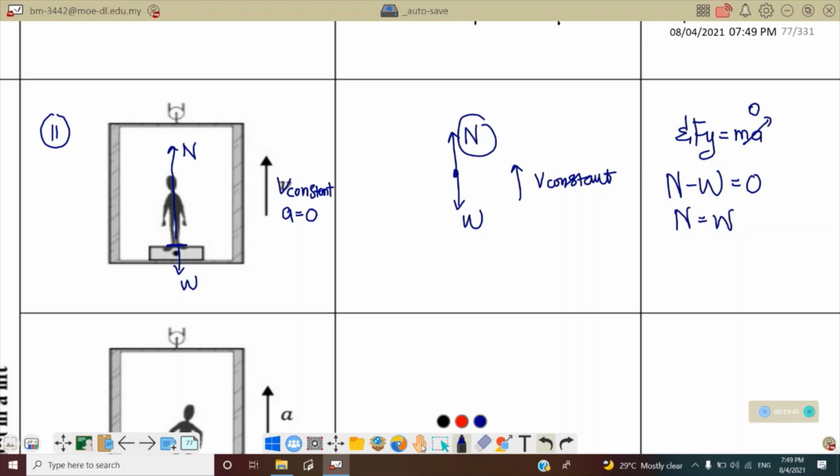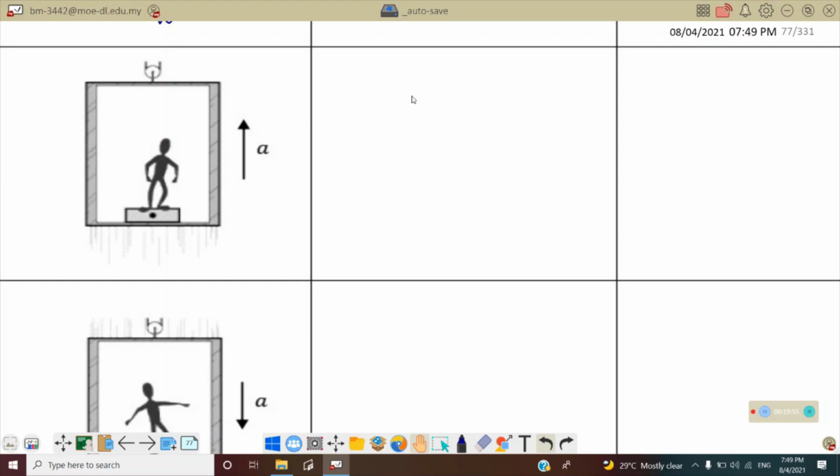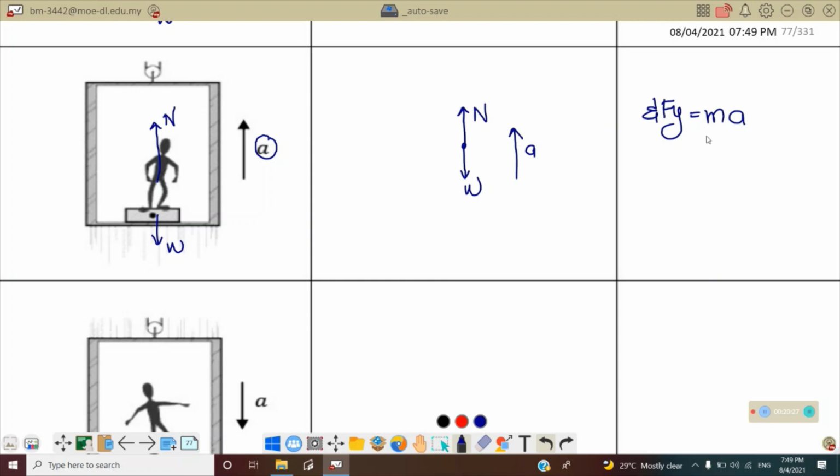Okay, next we go to diagram number 12. Also this is a person, but there is an acceleration that is moving upward. So again, for this person, there is a weight. We also have normal force. So we have weight and also normal force, and it accelerates upward. So the equation that we will get is only Y component, where the resultant Fy equals MA. Now A is not 0 anymore because it's accelerated. So we write normal minus weight equals MA.